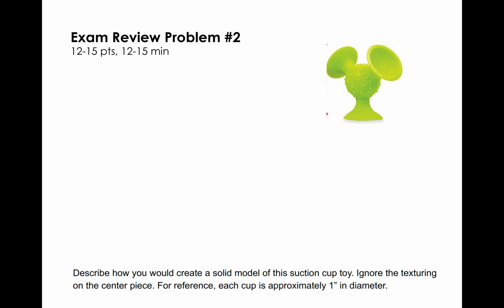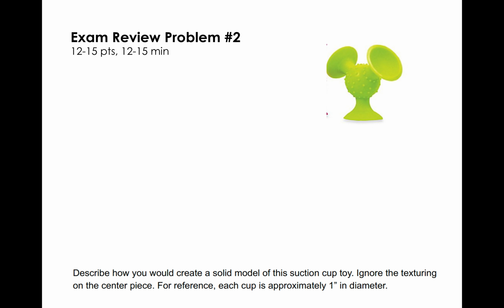Let's tackle another problem from your exam review packet. This is problem number 2. Okay, so problem number 2 involves describing how you would make a solid model of this part. So this is a little suction toy, a bathtub toy that you can use to suction up against the walls. It's made out of rubber.